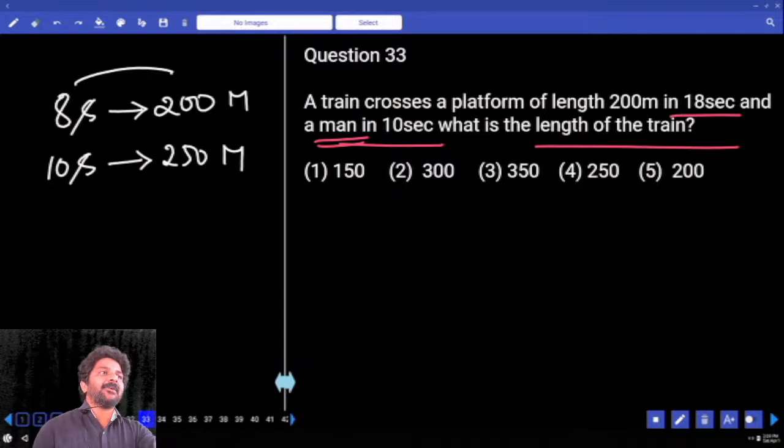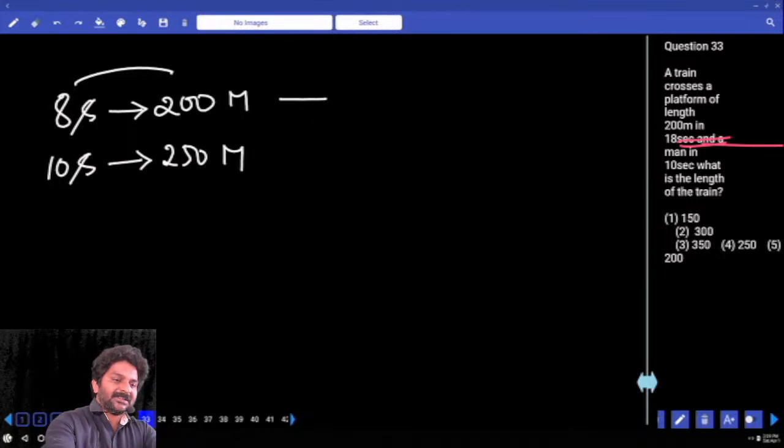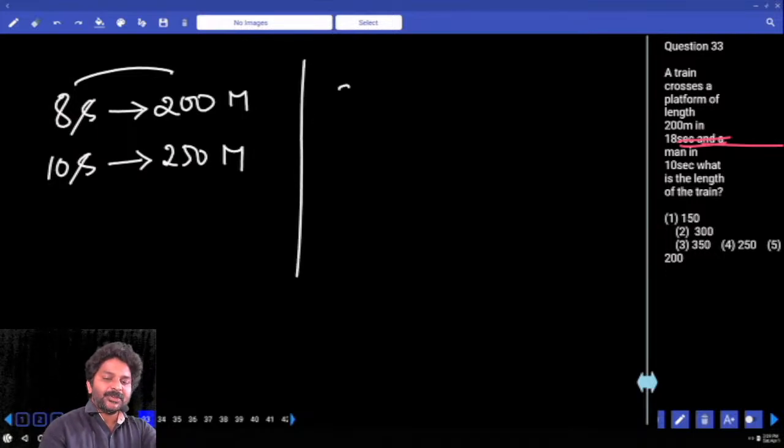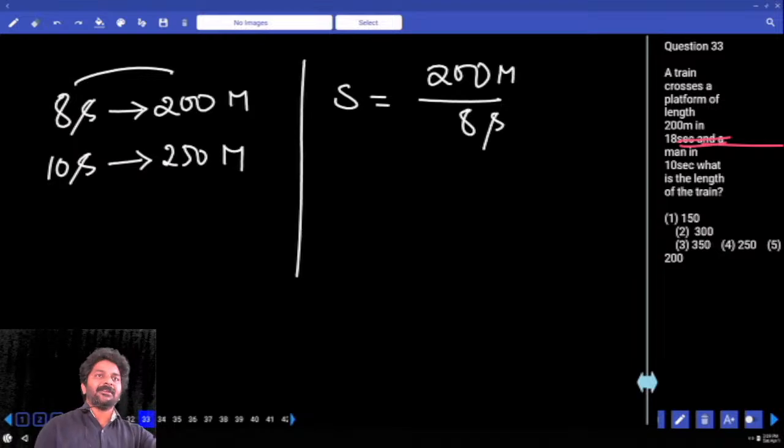If the question is about the speed of the train, after the first step, basically instead of writing this first step, you can write speed, in the sense distance by time only. Extra distance covered in the first case is 200 meters. Extra time that it is taking is 8 seconds. Speed is equal to extra distance by extra time. Direct one.